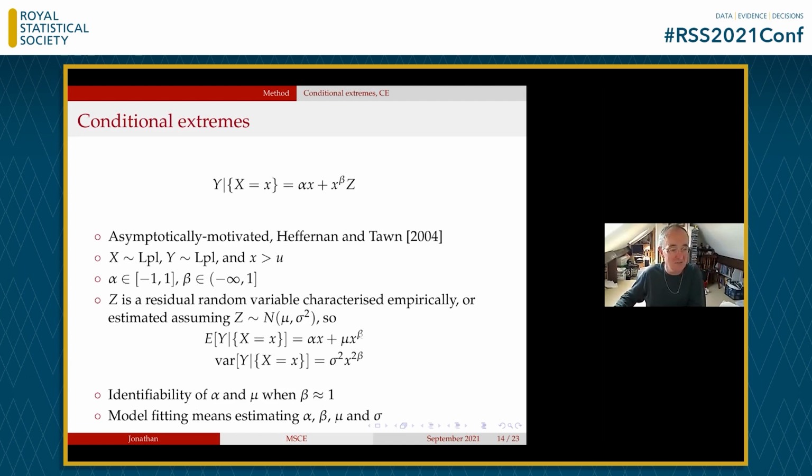For example, when beta is around 1, it's going to be pretty hard to identify alpha from mu. And you see some of those effects generally when you're fitting these kinds of models.